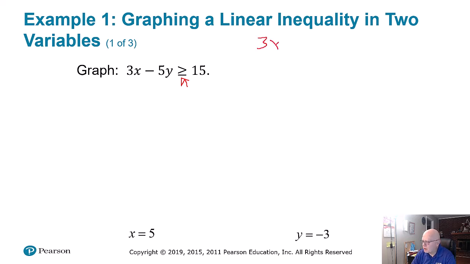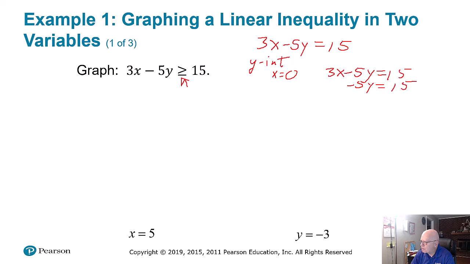So here we go. 3x minus 5y equals 15. We're setting it equal temporarily because we need to find that line. Now, where's the line? Well, I'm going to do it the easy way. First of all, I'm going to find the y-intercept. That's where x equals 0. And if I take that 3x minus 5y equals 15, set the x equal to 0, I get minus 5y equals 15, divide by negative 5, and y equals negative 3.